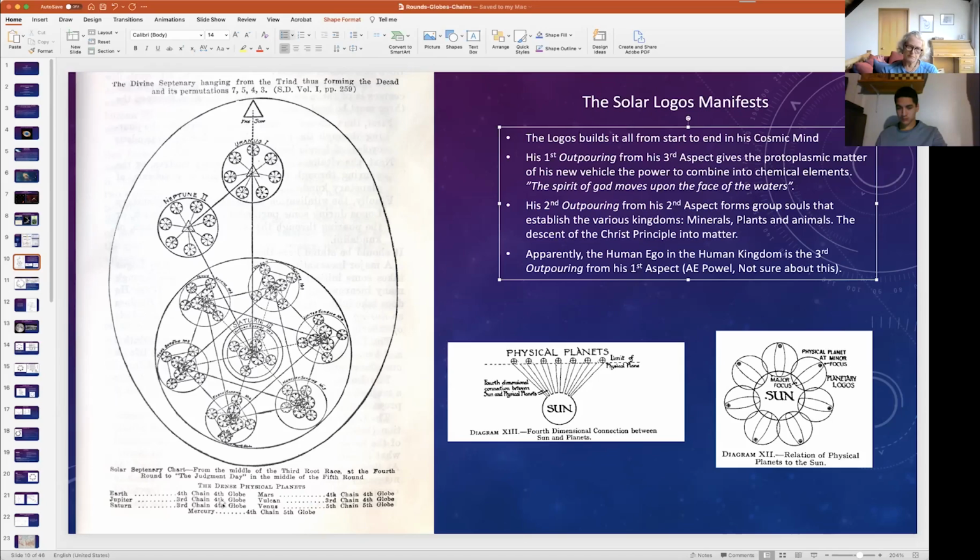And again, the thing to keep in mind is it's like an individual having different bodies, a causal body, a mental body, an astral body, a physical and etheric body. And so you work your way down.